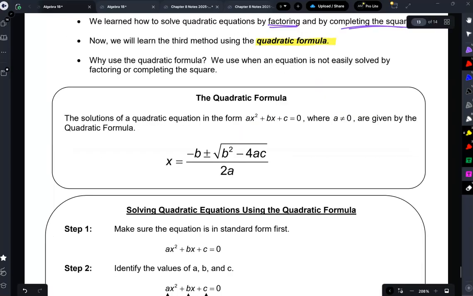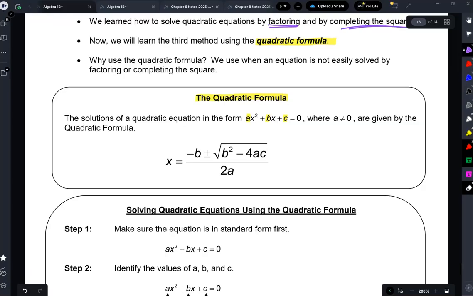All right, so the quadratic formula is the following. We've been using ax squared plus bx plus c, and we've been using the a, the b, and the c. This is the quadratic formula. So it's negative b plus or minus the square root of b squared minus 4ac, over 2a.